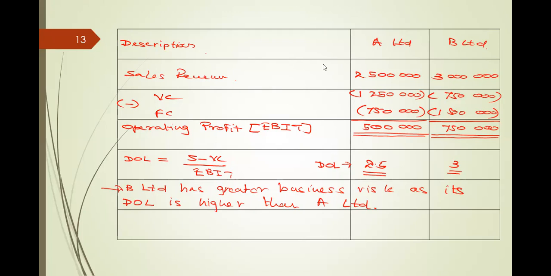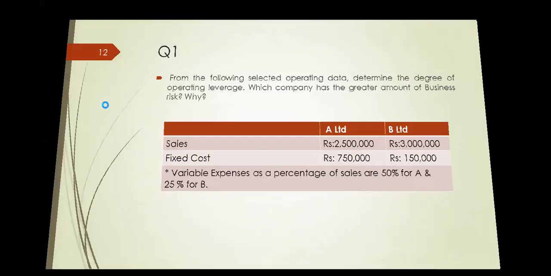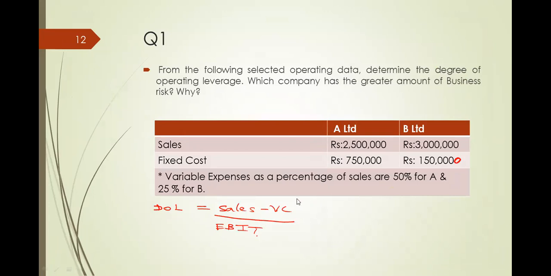I will tell what we did again. Here we have been given details related to the A Limited and B Limited. A sales revenue 2.5 million and B sales revenue 3 million. Fixed cost also have been given, 750,000 for A and 1.5 million for B Limited. Variable expenses have been given as a percentage of sales, 50% for A and 25% for B.